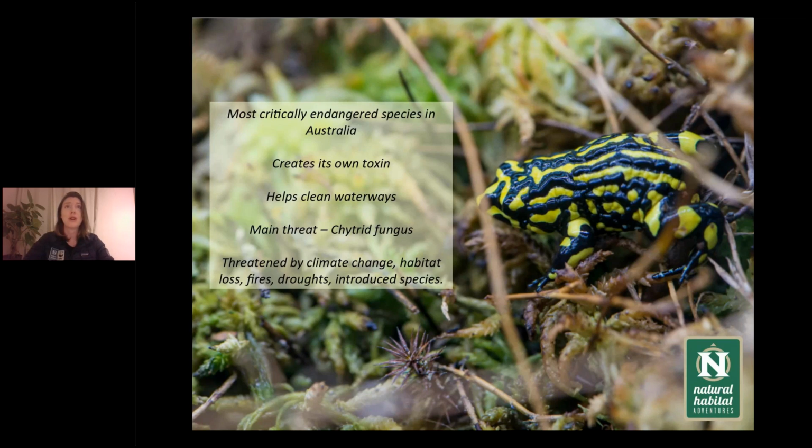But normally a frog will eat plants or other things in its environment where it can condense and use toxins that already exist. But the corroboree frog creates its own toxin, it creates its own alkaloid that is produced within the body, not from any food source that we've seen. So really, really unique.